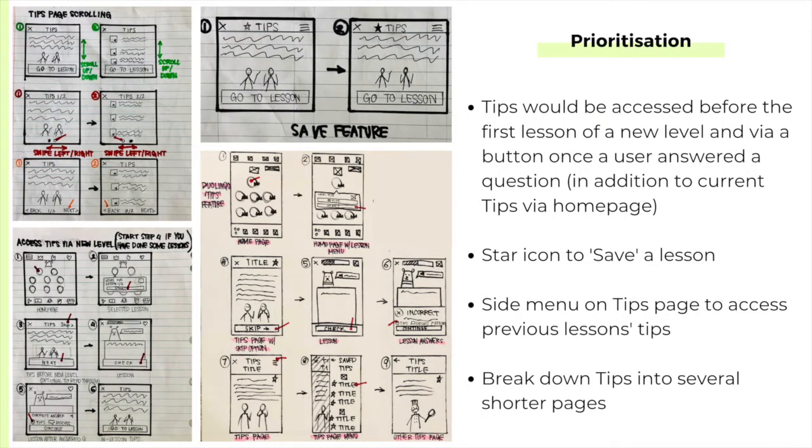Next, I designed a number of paper prototypes. With some feedback, I prioritized the following to include in my wireframes. Number 1, while keeping the homepage's current tips button, users would also access it at the start of a new level and after they answered a question. Number 2, create a star icon to save tips. Number 3, have a side menu to access previously saved tips. And number 4, to break down tips into several shorter pages.